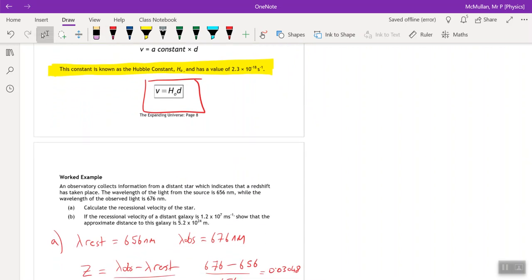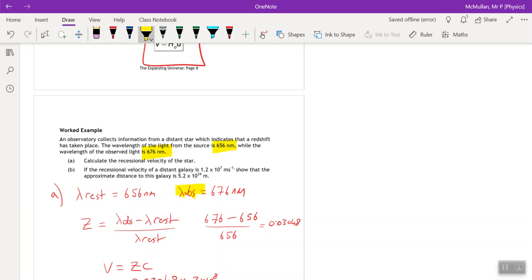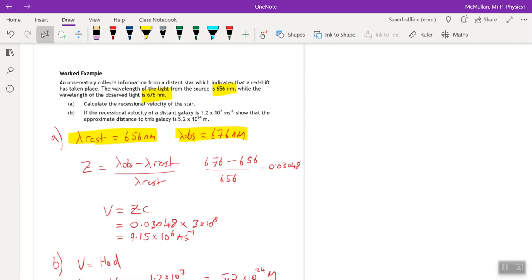How is this asked in an exam, or how would you work through questions? Let's have a look at an example. An observatory collects information from a distant star, which indicates a redshift has taken place. The wavelength of the light from the source is 656 nanometers, while the wavelength observed is 676. So the first thing you have to do is label the two wavelengths, observed wavelength and rest wavelength. If you get these the wrong way around, you will get 0 marks for the question. The first mark available would come from writing down the formula: z equals observed wavelength subtract rest, divided by rest.